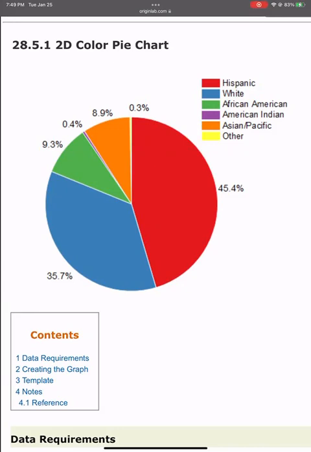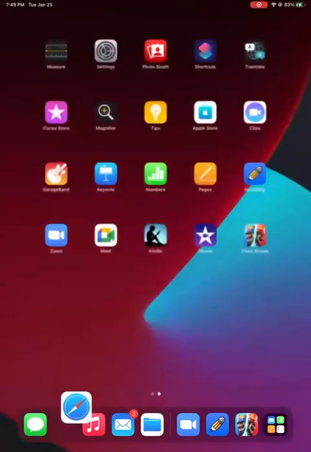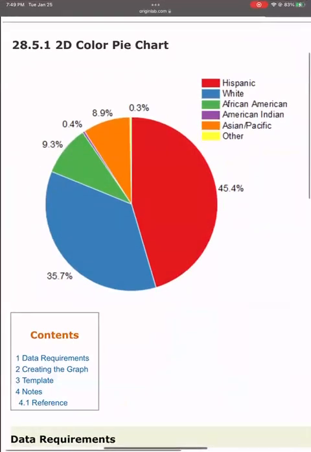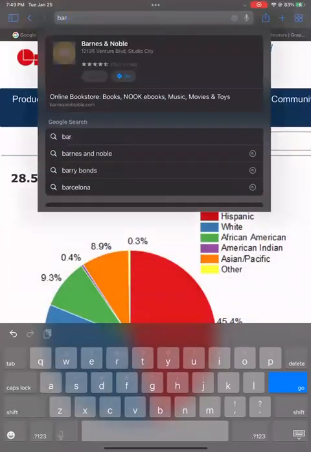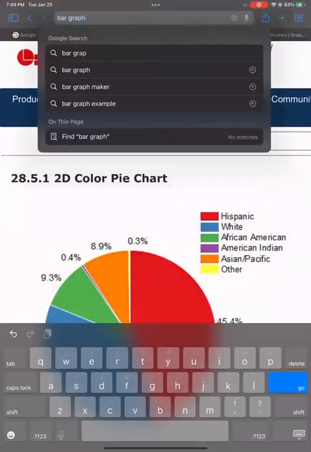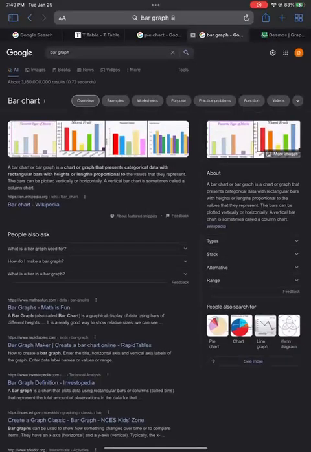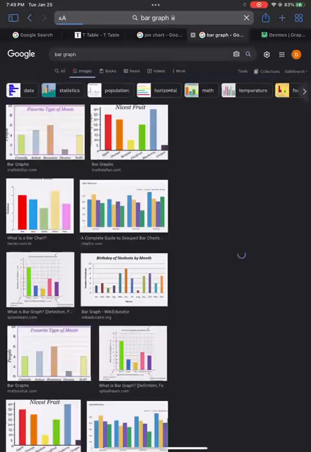But I think a pie chart is pretty self-explanatory. I hope. I mean, the book doesn't even really spend much time on it. It's fairly self-explanatory. The other one is a bar graph. Okay, bar graphs also, I'm pretty sure.